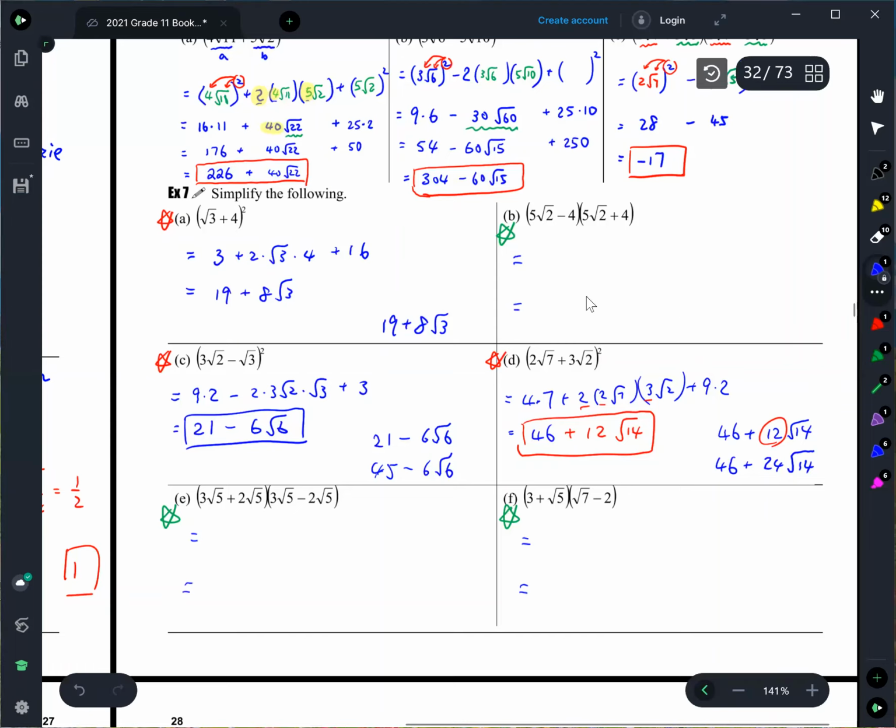Okay, these ones are easier than the first two formulas, right? So should be done by now. Please raise your hand if you finished.